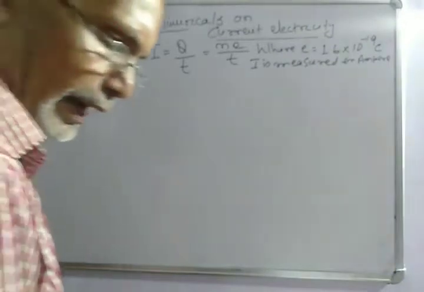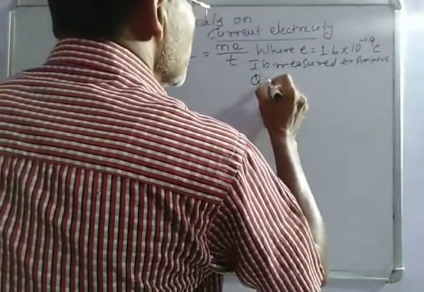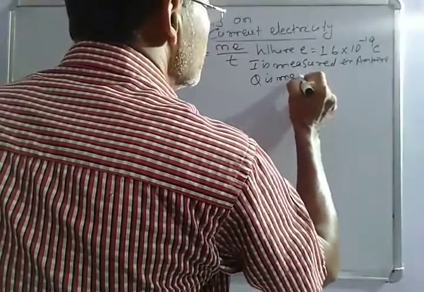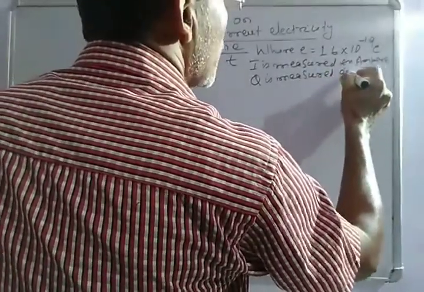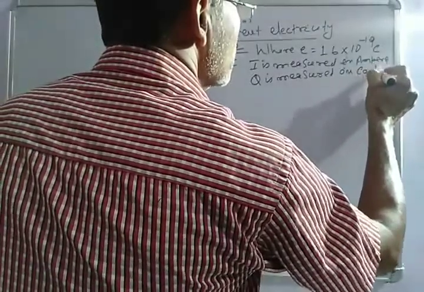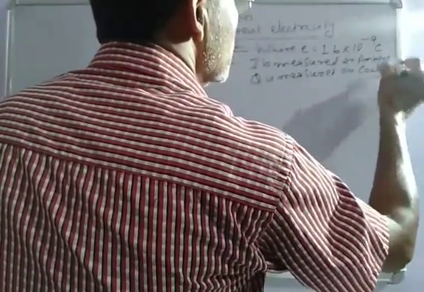I is measured in ampere, and Q is measured in coulomb. So see here, the first problem is number 1.